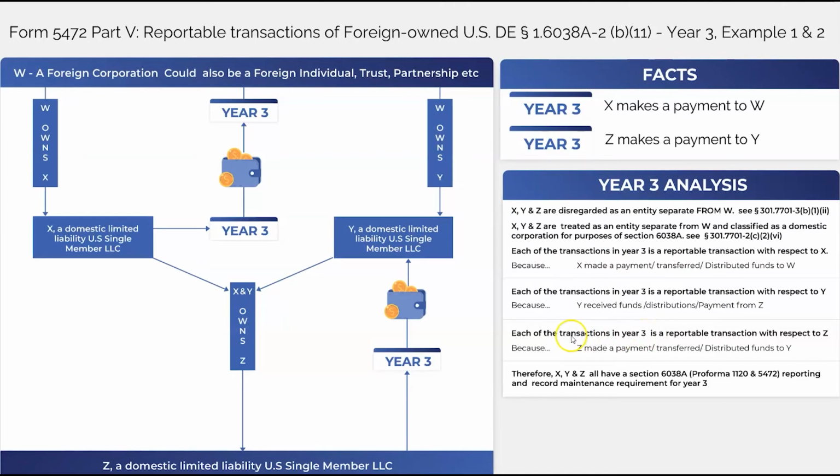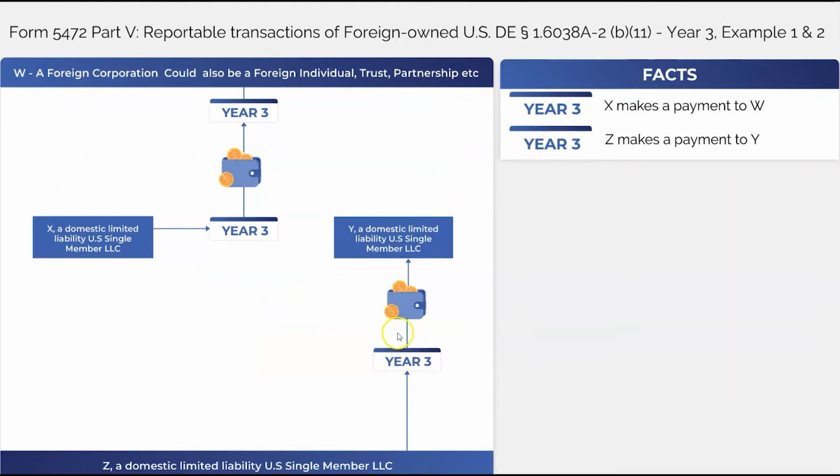Let's go back again. Each of the transactions in year 3 is also a reportable transaction with respect to Z. Now, why does Z have a reportable transaction? Let's roll back and see. Because Z makes a payment to Y. So Z is going to file 5472 and report the payment it made to Y. It's as simple as that.